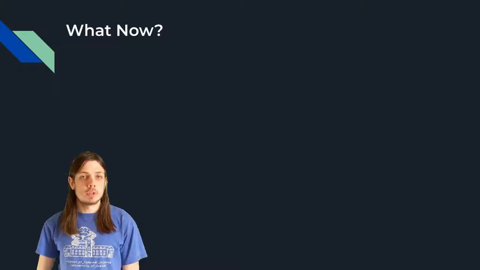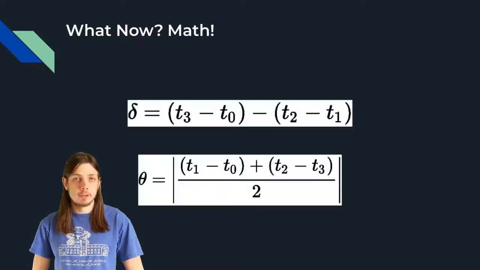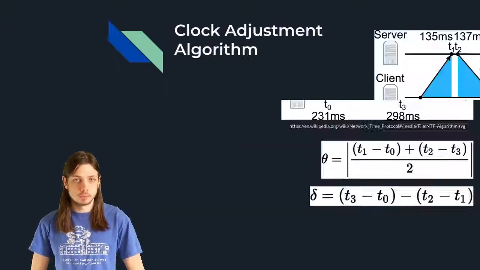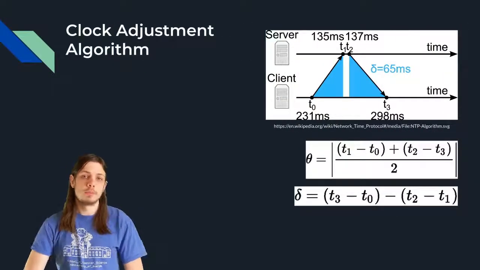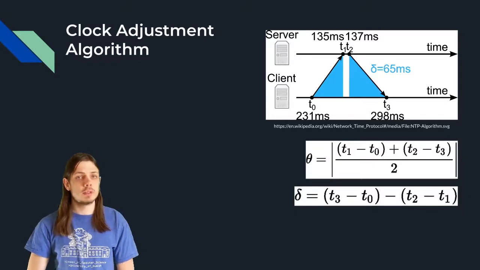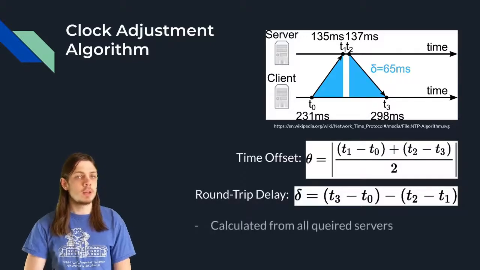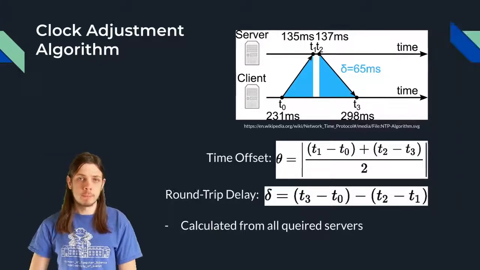So we've made a request to the server and gotten our packet back. What do we do now? The short answer is math. The longer answer is as follows. Consider the diagram of formulas. T0 to T3 represent our timestamps. The client will use these formulas to calculate the time offset between the two clocks, theta, and the round-trip delay, delta. These values will be calculated from all queried servers.